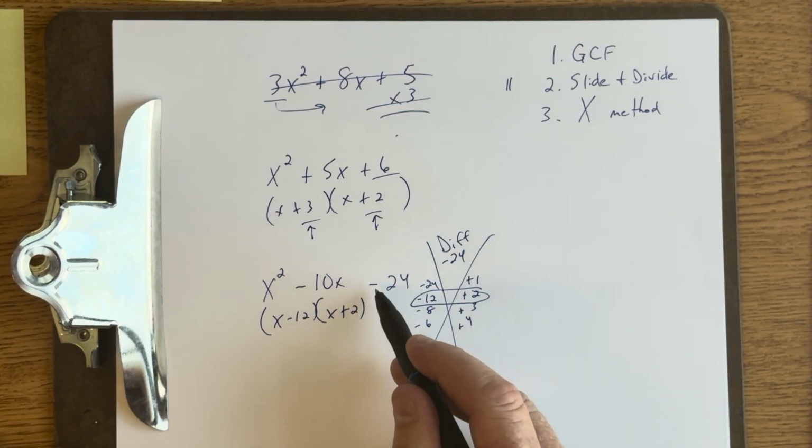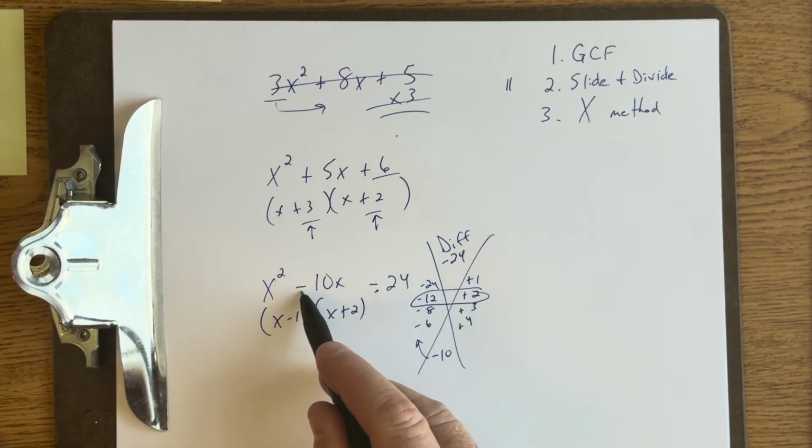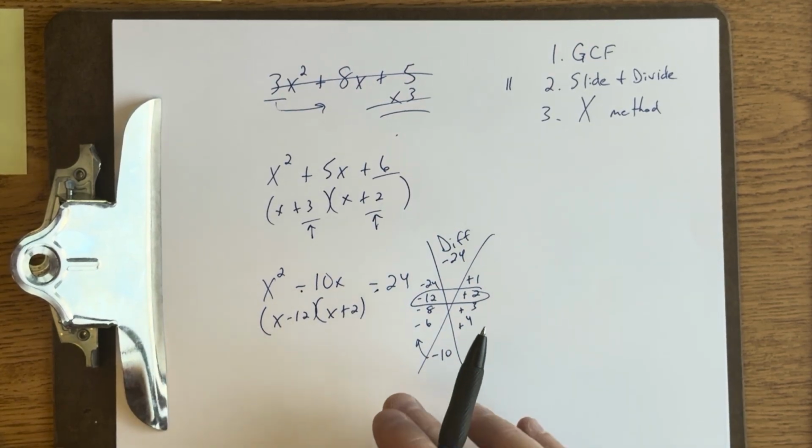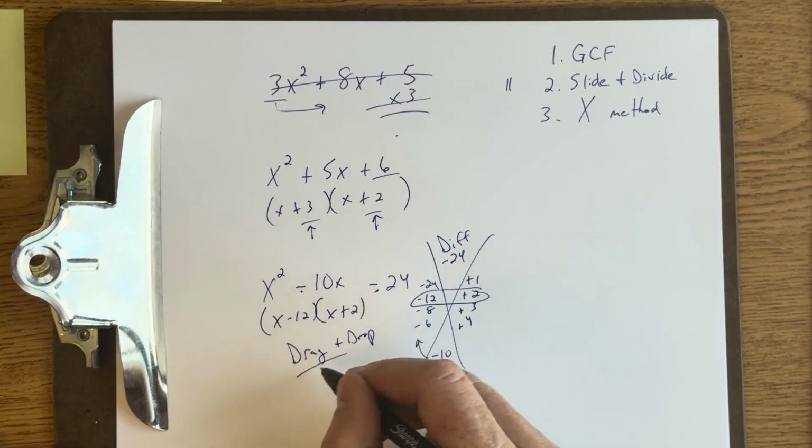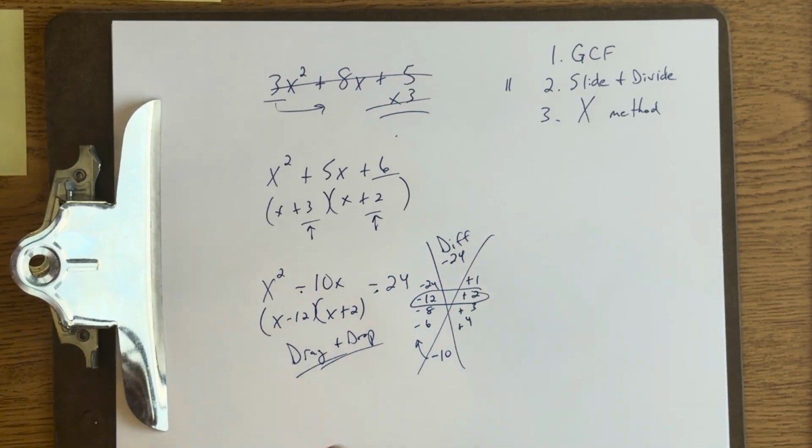You just need to know the signs. This means they're going to be different. This means the larger numbers are going to be negative. That one's going to be drag and drop, so you're going to have to pick the correct ones. There are obviously going to be 2 of them.